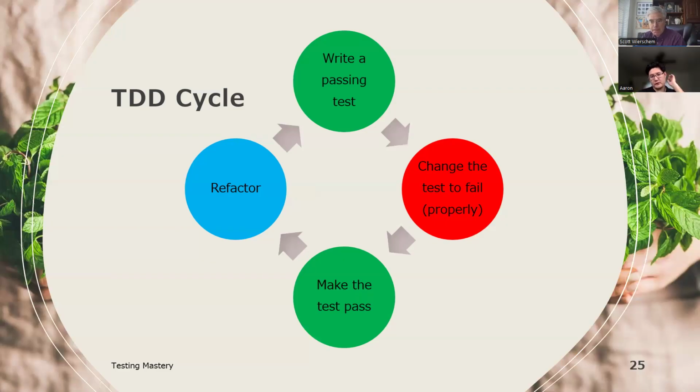Sorry, I didn't quite understand the first step. So, where do we start with writing a passing test, in terms of existing requirements?